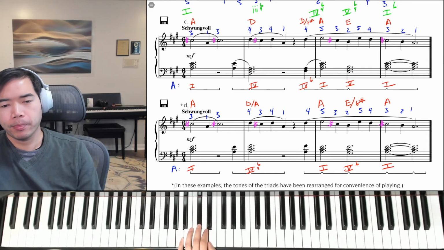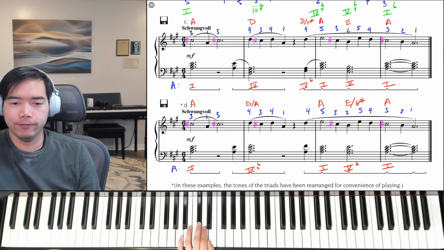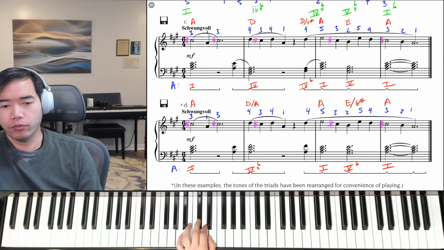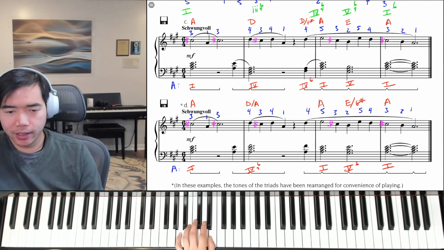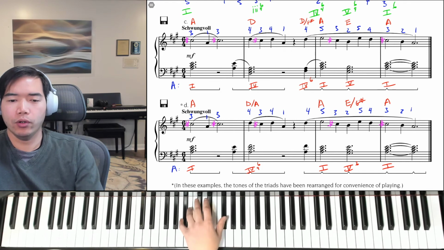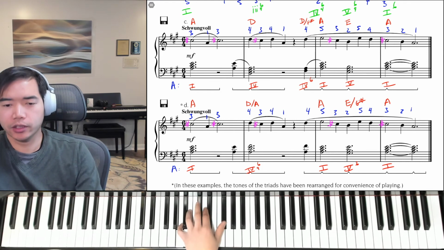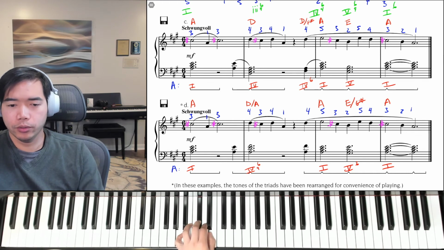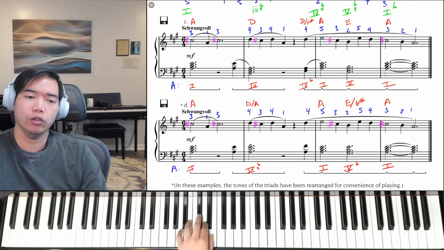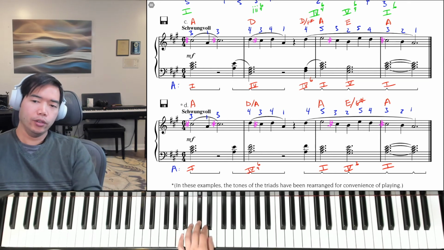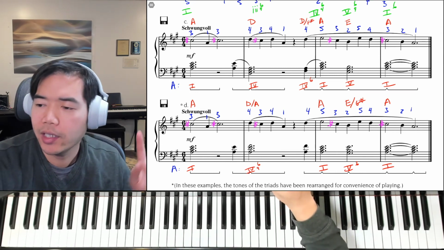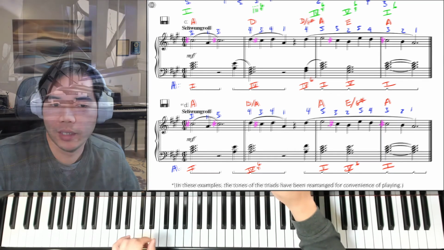Here we go. 4, 5, 6. 1, 2, 3, 4, 5, 6. 1, 2, 3, 4, 5, 6. When you're comfortable with that, then again we can try this with the pedaling.